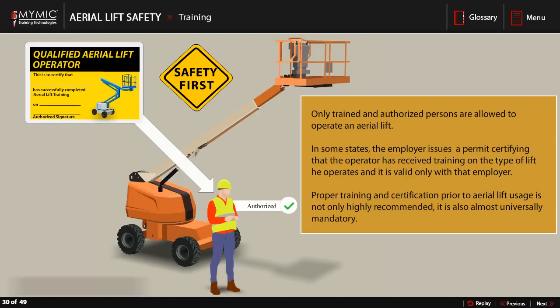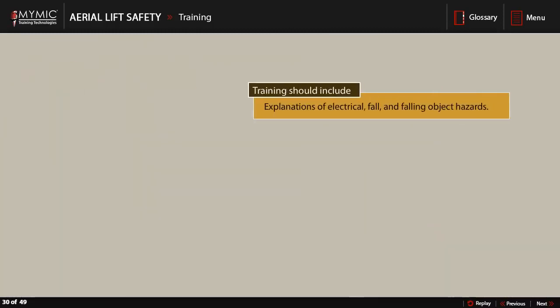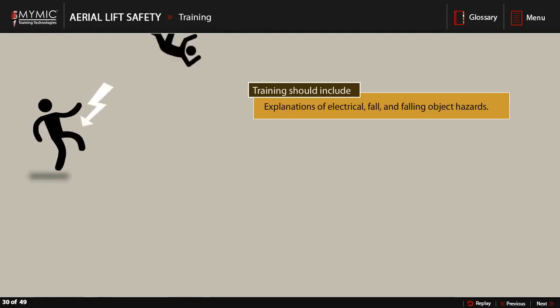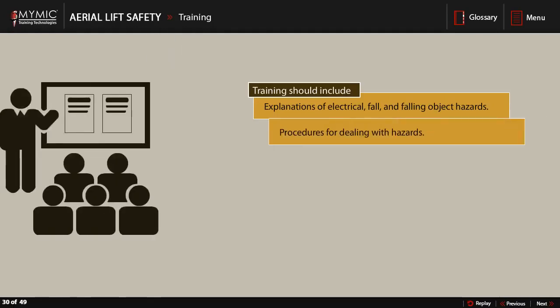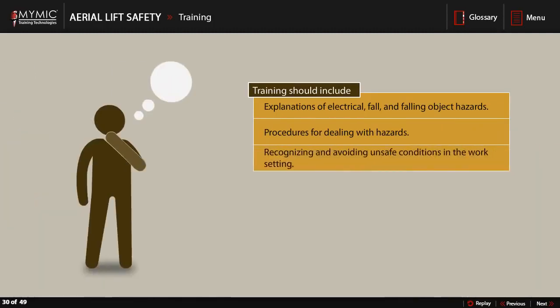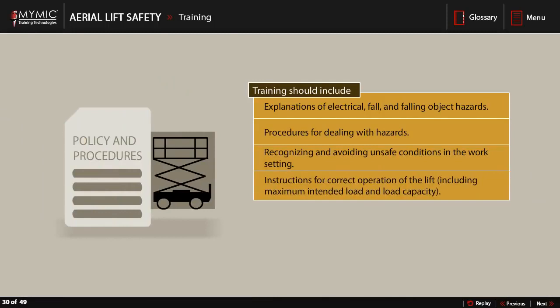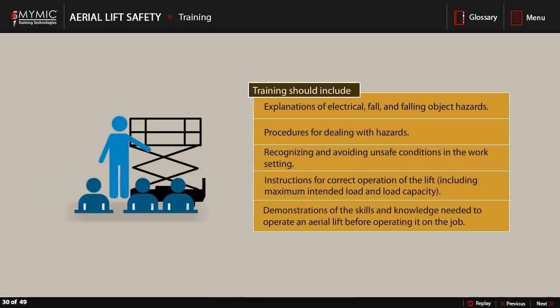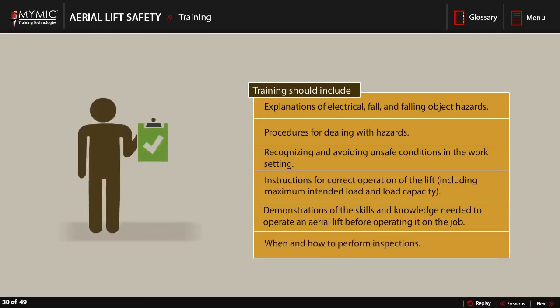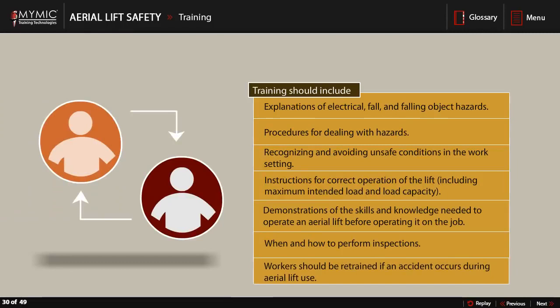Proper training and certification prior to aerial lift usage is not only highly recommended, it is also almost universally mandatory. Training should include explanations of electrical, fall and falling object hazards, procedures for dealing with hazards, recognizing and avoiding unsafe conditions in the work setting, instructions for correct operation of the lift, including maximum intended load and load capacity, demonstrations of the skills and knowledge needed to operate an aerial lift before operating it on the job, when and how to perform inspections. Workers should be retrained if an accident occurs during aerial lift use.